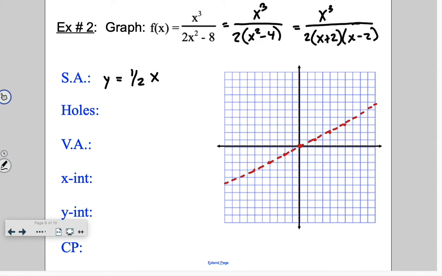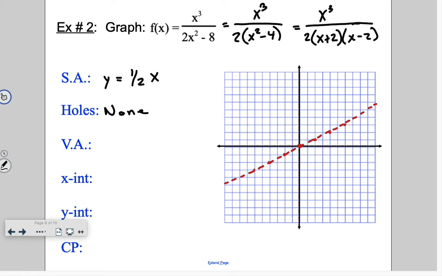And now we can evaluate what we're working with. Do we have a hole in the graph on this one? What do we think? Any factors that cancel? Nope, in this case, there's nothing to cancel. Therefore, once again, there is no hole in the graph. Don't have to worry about it.